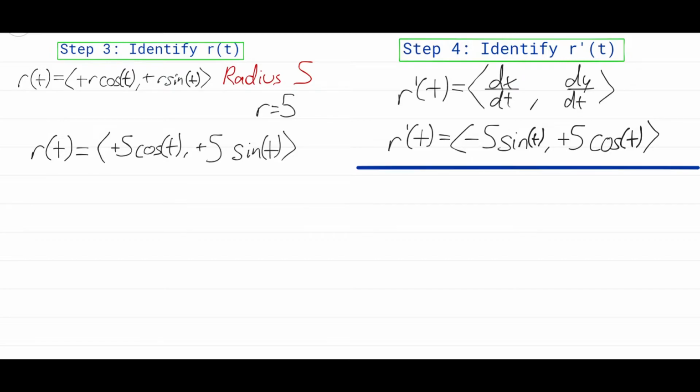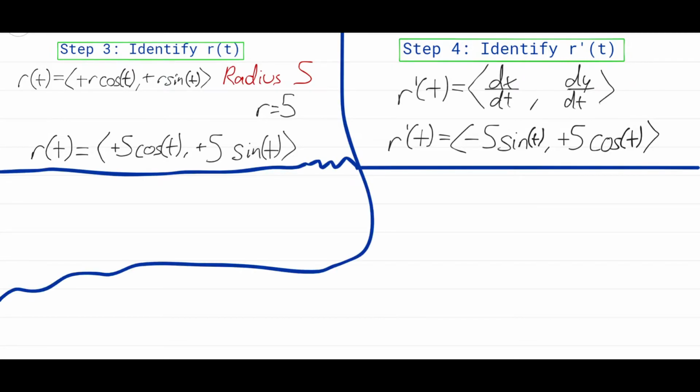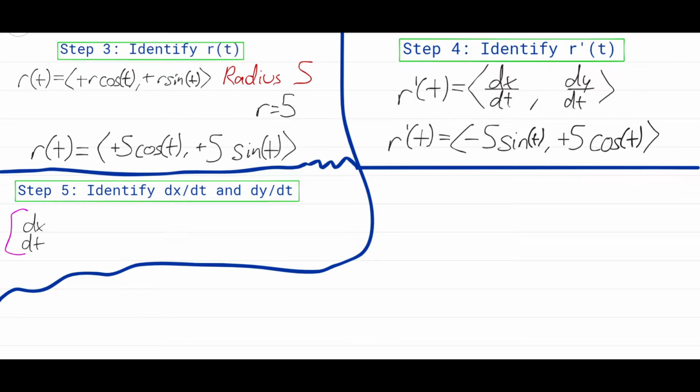Now I'm going to do a little separation line. For step 5, we're going to identify dx over dt and dy over dt. We do this by simply looking at what we did for r prime of t. dx over dt is the x component of r prime of t, so negative 5 sine of t. And dy over dt is the y component of the derivative we just computed, which is 5 cosine t.